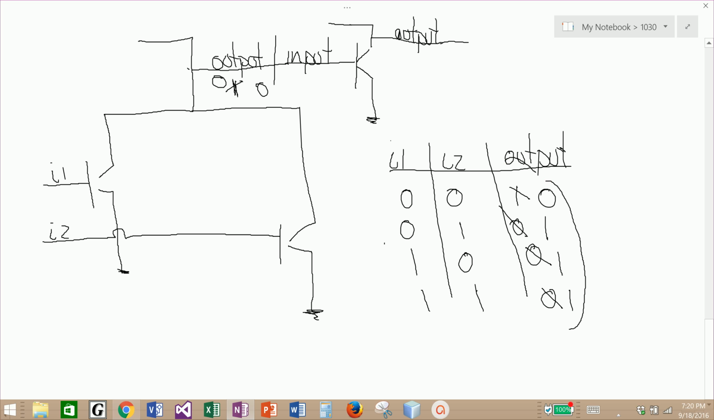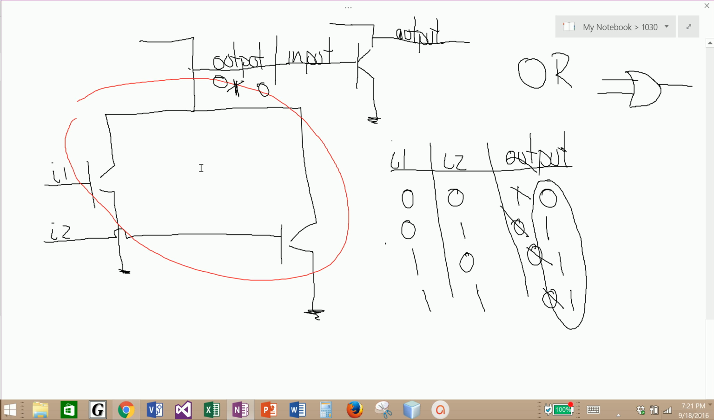So, does this look familiar to you? This is an OR gate. And the symbol for an OR gate, there are two inputs, and there is a single output. So this is a NOR gate, and this is a NOT gate. And using one NOR gate and one NOT gate, we can create an OR.